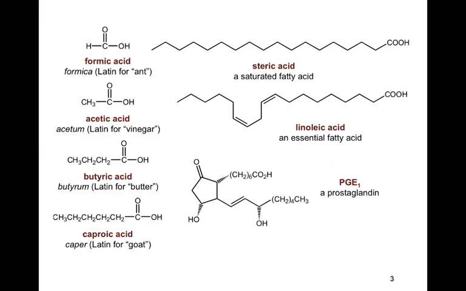Another curious feature of these names is that they typically refer to a particular source or a characteristic of the compounds. Formic acid, for instance, gets its name from the Latin word for ant, and it can be isolated from many species of ants because they produce it in fairly large quantities as a chemical defense mechanism. Acetic acid gets its name from vinegar, and it is the substance that's responsible for the sour flavor and aroma of all vinegars.